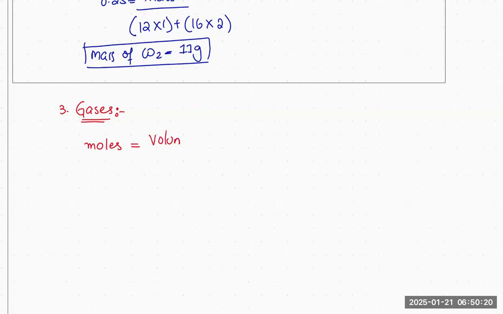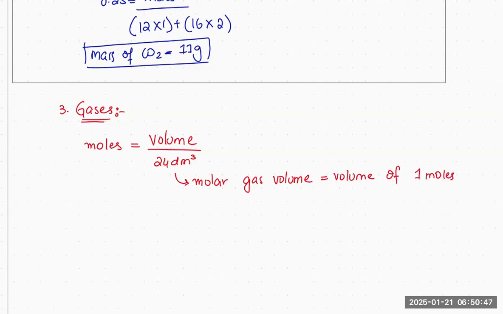What is this value, 24 dm cube? Well, this value of 24 dm cube is known as molar gas volume. Simply put, it is the volume of 1 mole of gas occupied at room temperature and pressure. Okay, what is molar gas volume? Molar gas volume is the volume that 1 mole of gas will have.